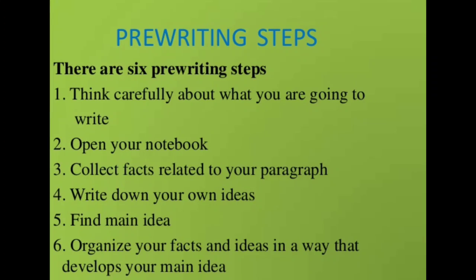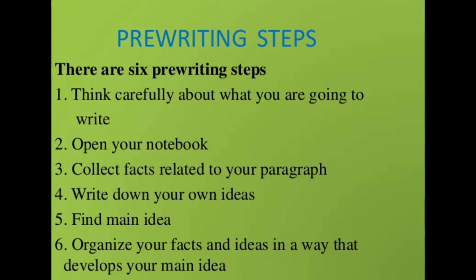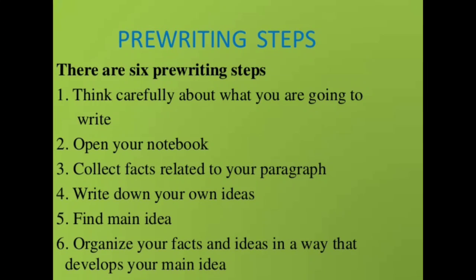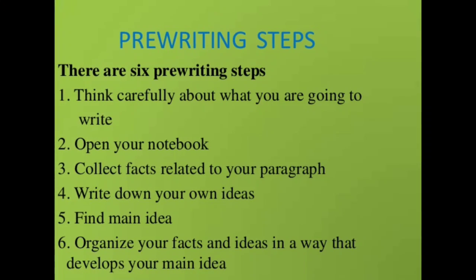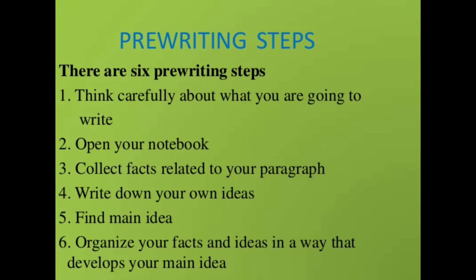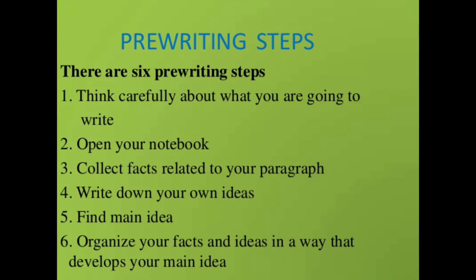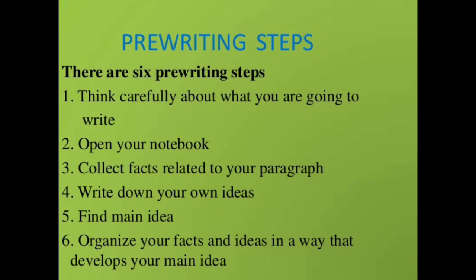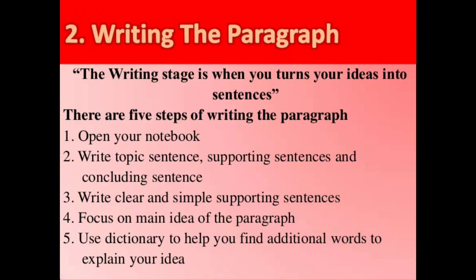I'll repeat. First step is think carefully about what you're going to write. Second step, open your notebook. Third step, collect facts related to your paragraph. Fourth step, write down your own ideas. Fifth step, find main ideas. Sixth step, organize your facts and ideas in a way that develops your main idea. So these are the six pre-writing steps that we can use to make your own paragraph writing, children. Let's move on to the next stage, that is writing the paragraph.